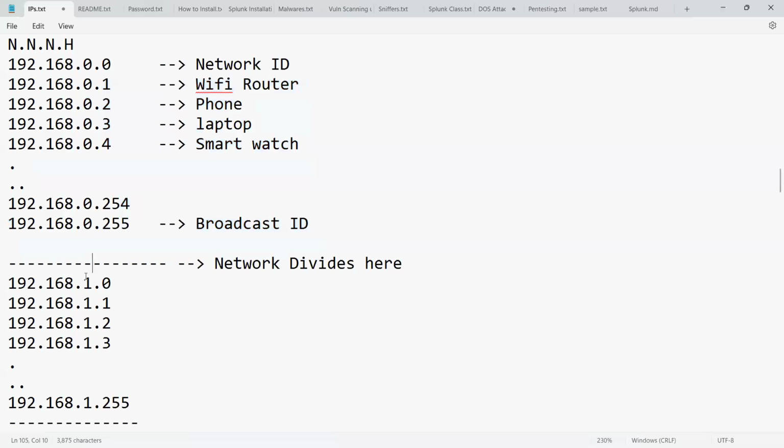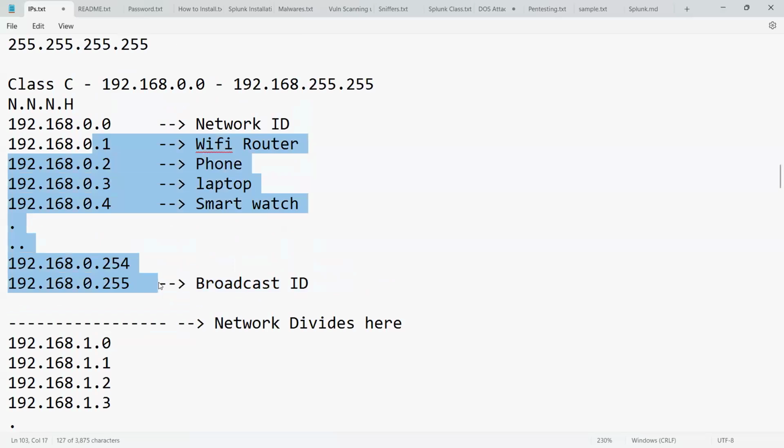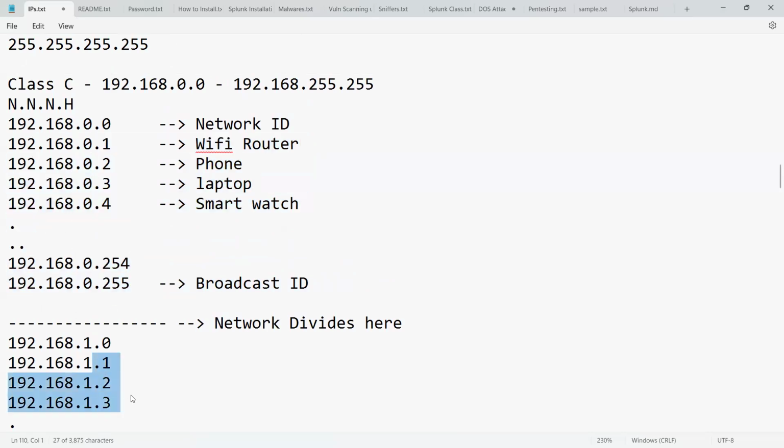Because after 0.255, you have 1.0. And whenever there's a change in the network portion, the network divides over there. What I mean by network division is only these devices now can communicate with each other. Even if you bring a device like 1.1 and physically connect it in this network with the cable as well, it will still not communicate because this belongs to a different network altogether. So you cannot ping from these devices to devices of other networks, unless and until you have a router in between.